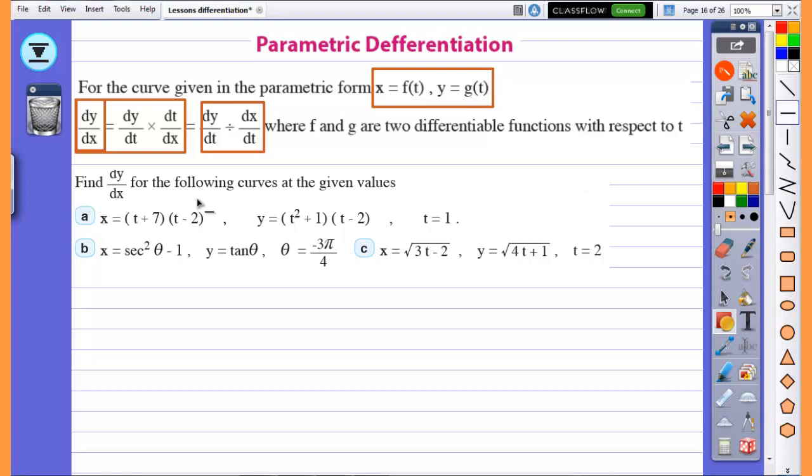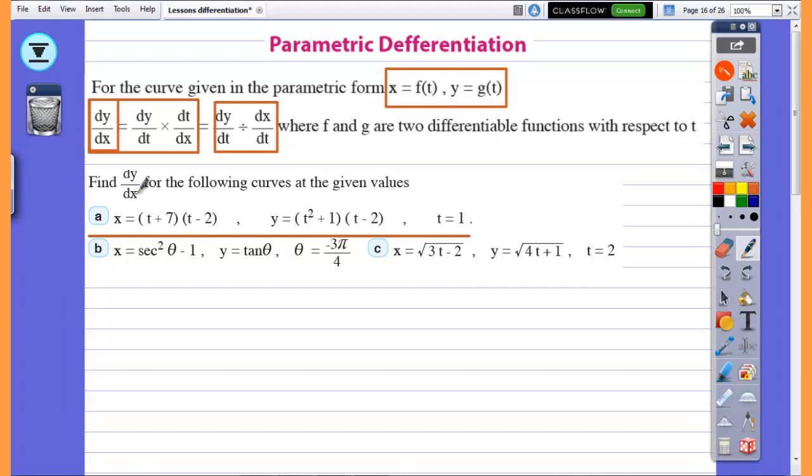Find dy/dx for the following curves at the given values. We'll start with A here. x equals (t plus 7) multiplied by (t minus 2), and y equals (t squared plus 1) multiplied by (t minus 2), at t equals 1. And the requirement here is to find dy/dx. Okay, first we will calculate dy/dt.